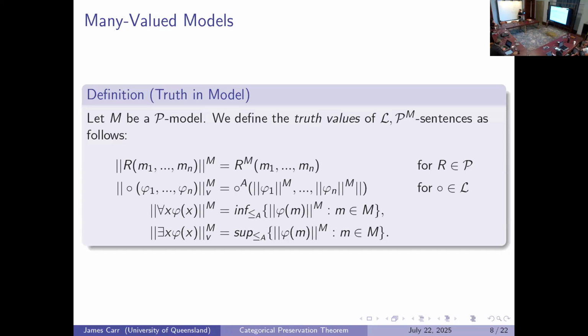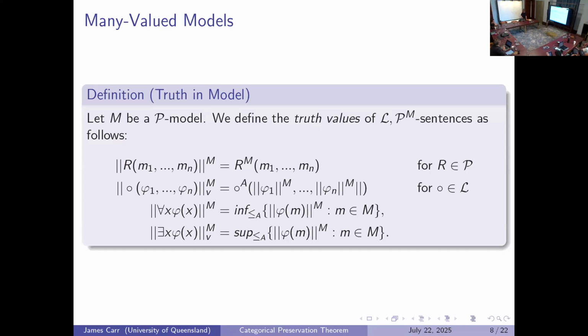So, for example, how do I define the truth value of phi lattice conjunction psi? Well, that's just going to be the value of phi combined with the value of psi, where you take whatever that connective was interpreted as inside the algebra, and you do that for every single algebraic connective.